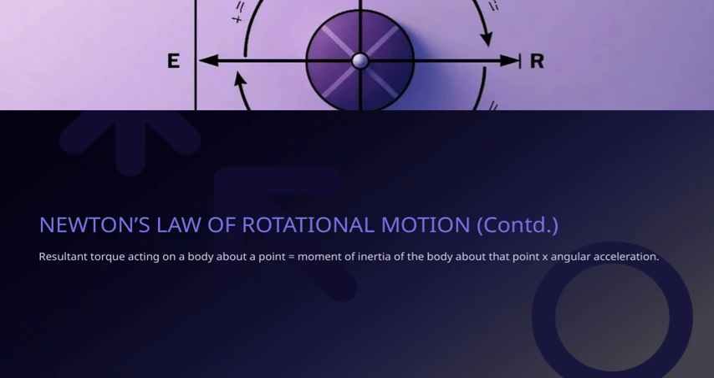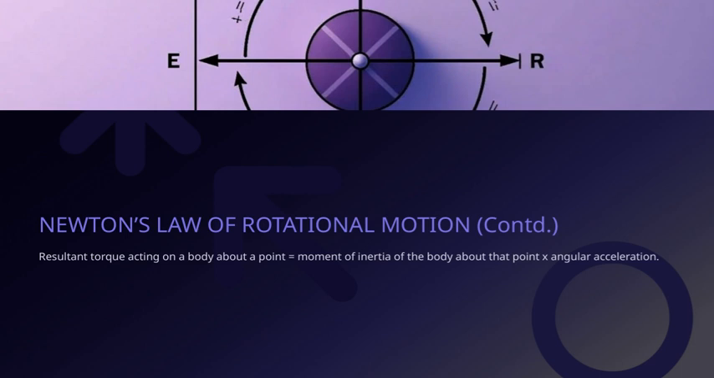This concept is a rotational analog to Newton's second law in linear motion, where force equals mass times acceleration. Here, the moment of inertia plays the role of mass, and angular acceleration is, of course, the rate of change of rotational velocity. Recognizing this relationship helps us understand how objects resist changes in their rotational motion, which is fundamental in designing mechanical systems and analyzing dynamic behavior.